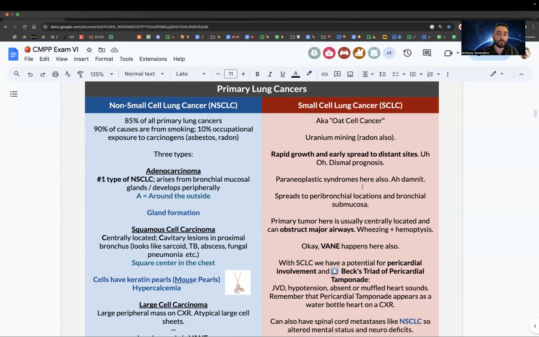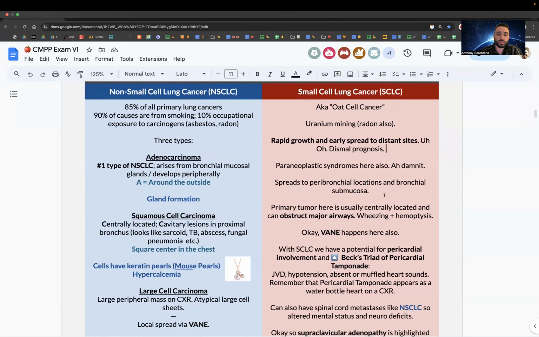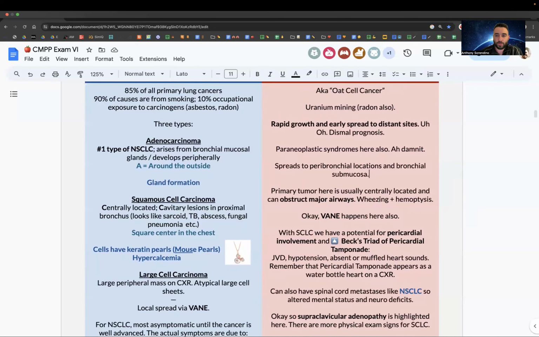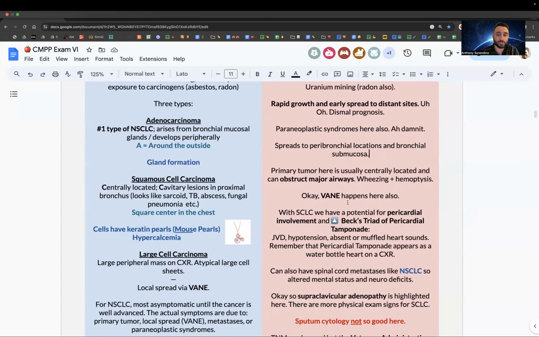This is rapid growth and an early spread to distant sites. So this has a dismal prognosis. That's why I put it in red on the right here. So just think small cell lung cancer, it's harder to find, so it's going to spread all over the place, so it's going to be worse. It is going to go around the bronchioles and in the submucosa. Again, we can get some wheezing and hemoptysis this time. If there's a primary tumor, it can obstruct the major airways.